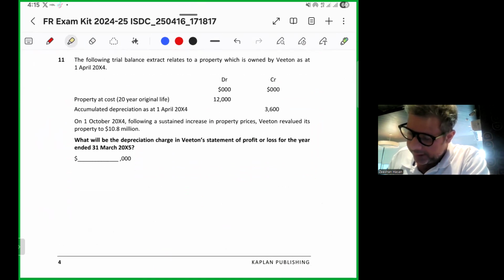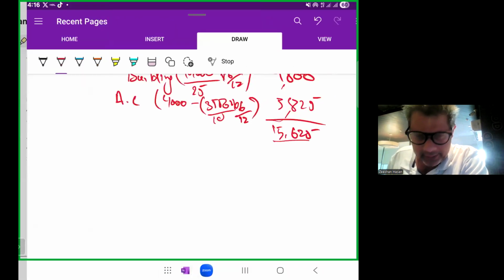The following trial balance extract relates to the property which is owned by Wheaton as at 1st April 2004. Property at cost, original life 20 years, 12,000. Accumulated depreciation as at 1st April 2004, 3,600. On 1st October 2004, following a sustained increase in property prices, Wheaton revalued its property to 10.8 million. What will be the depreciation charge in Wheaton's statement of profit or loss for the year ended 31st March 2005? Let us move on further.